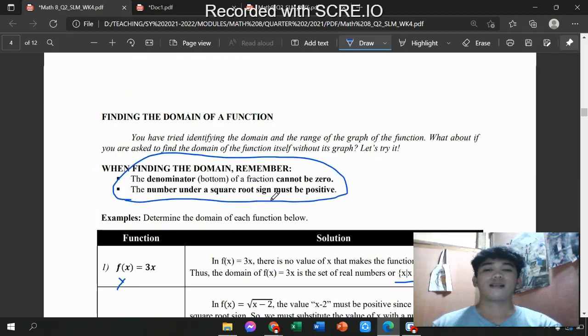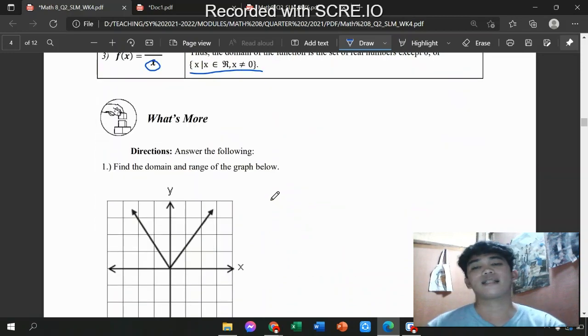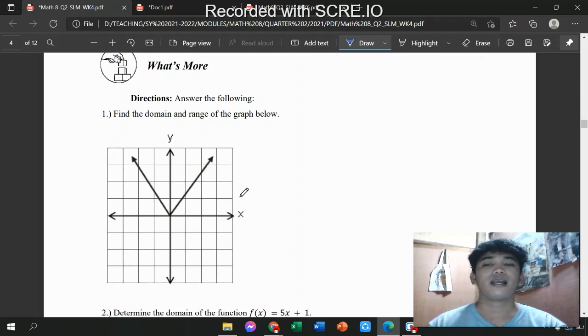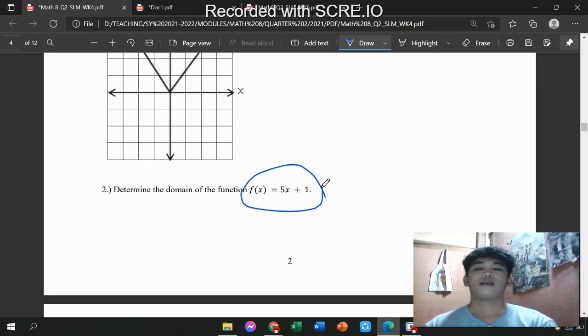I hope everything is clear. Then we have here a practice activity. You may answer this one. Sa inyong papel, find the domain and range of the graph below. Sa tutiman-an basta pangitaon ang domain and range given ang graph. And then determine the domain of this function.